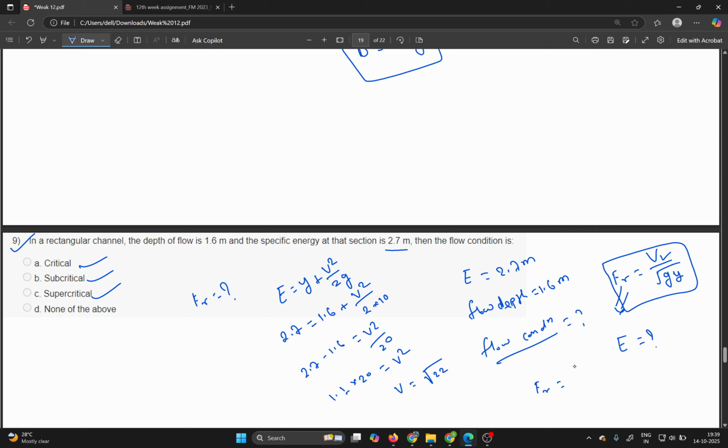And Fr is nothing but root 22 divided by root of g times y, where g is 10, I'll take here, and this is your 1.6. So this is your root 22 and this is root 16. This is greater than 1. After the calculation, you will get greater than 1. So definitely, if your Fr is greater than 1, this will be your supercritical flow.